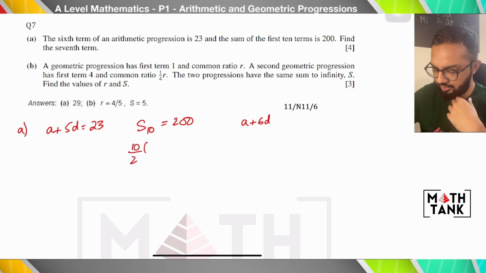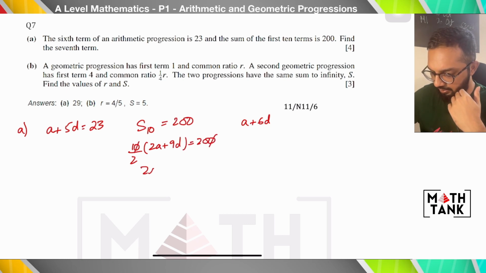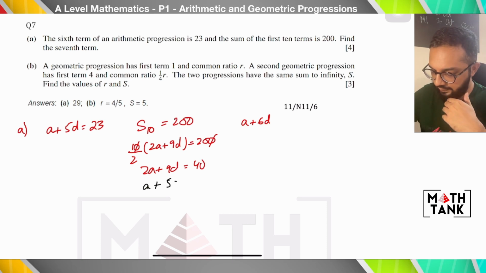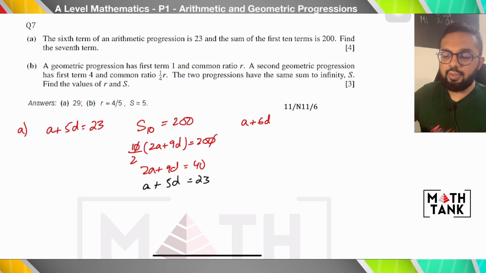10 over 2, 2a plus 9d equals 200. So 2a plus 9d equals 40, and a plus 5d equals 23. Okay, solving these simultaneously, I'm putting them on my calculator.